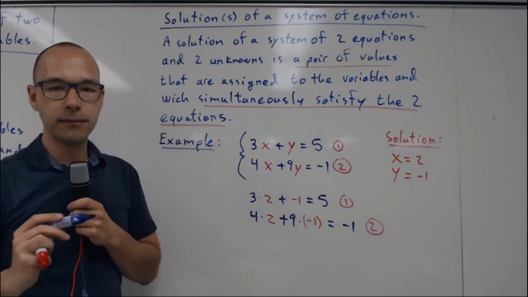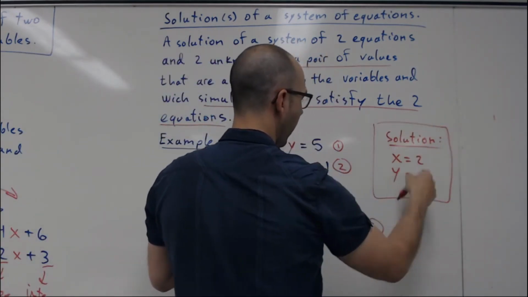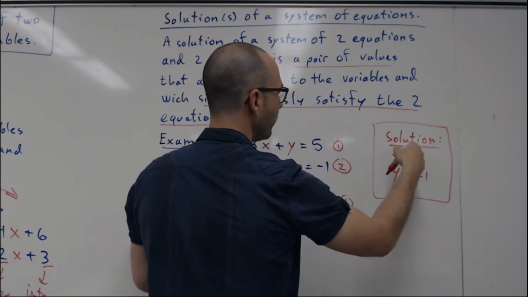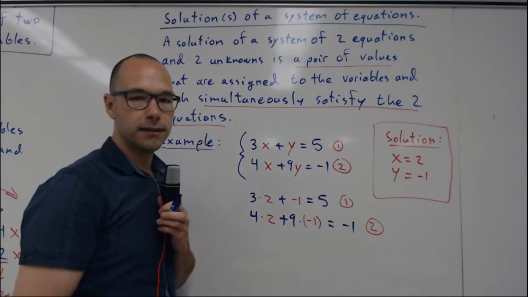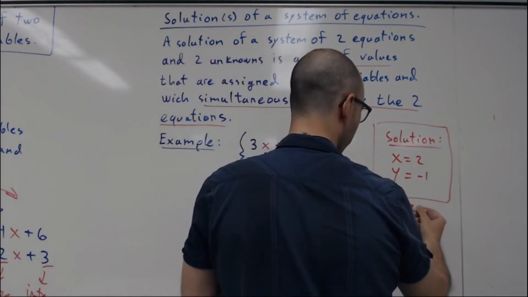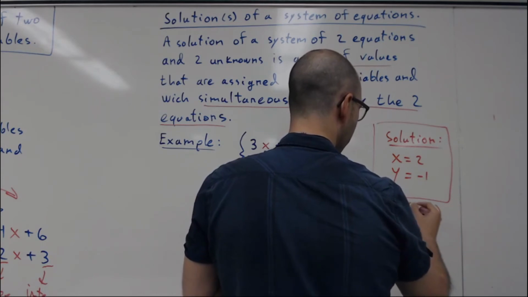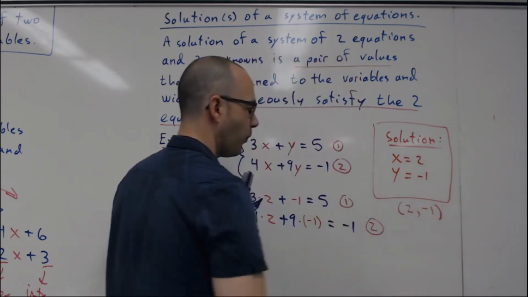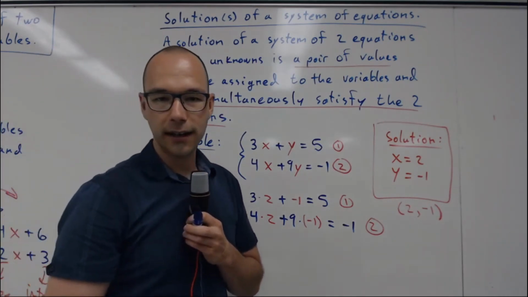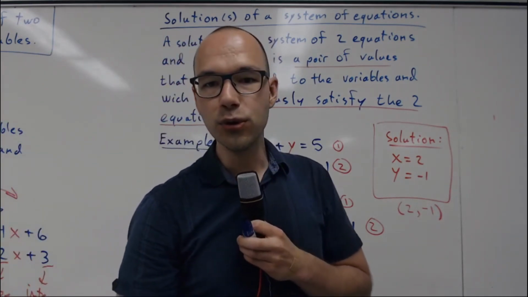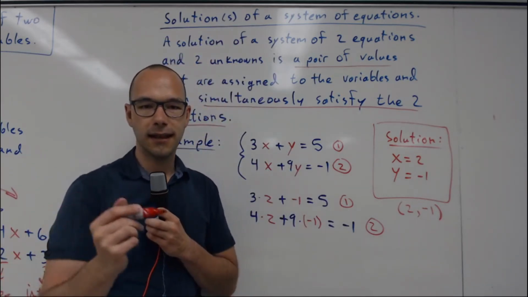So that means that x is equal to 2 and y is equal to -1 is the solution of this system of equations. And we can rewrite that as (2, -1) like this, as an x and y coordinate. So now we're going to check the number of solutions possible in that kind of system.